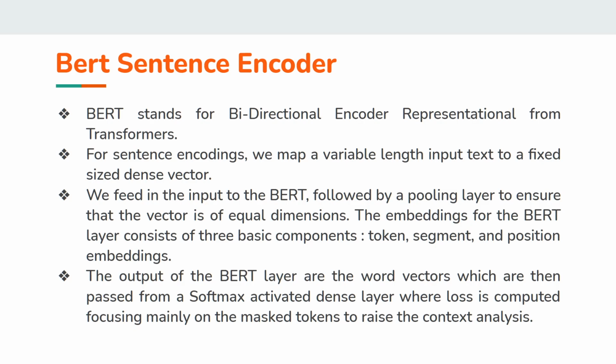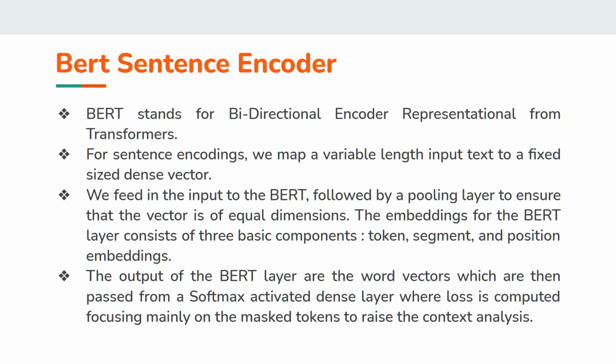BERT stands for Bidirectional Encoder Representations from Transformers. For sentence embeddings, we map a variable length input text to a fixed size dense vector. We feed this input into the BERT followed by a pooling layer to ensure that the vector is of equal dimensions. The embeddings for the BERT layer consist of three basic components: token, segment, and position embeddings. Here, it is to be noted that by pooling layer we mean that for two types of sentences, the vector form can be of equal sizes, thus we add the pooling layer.